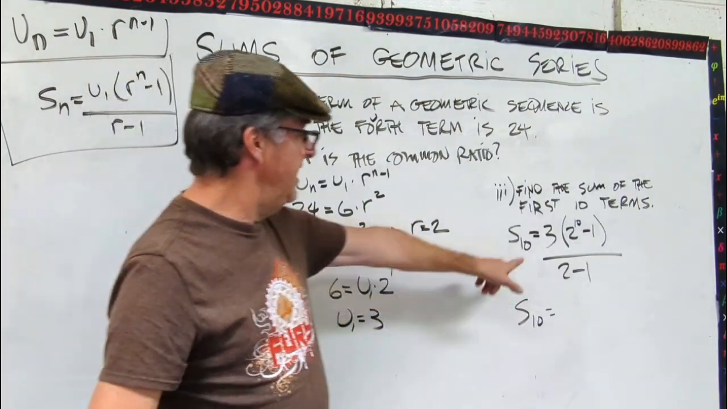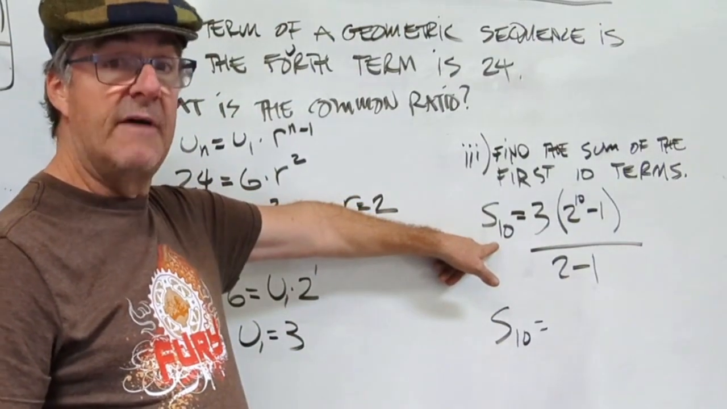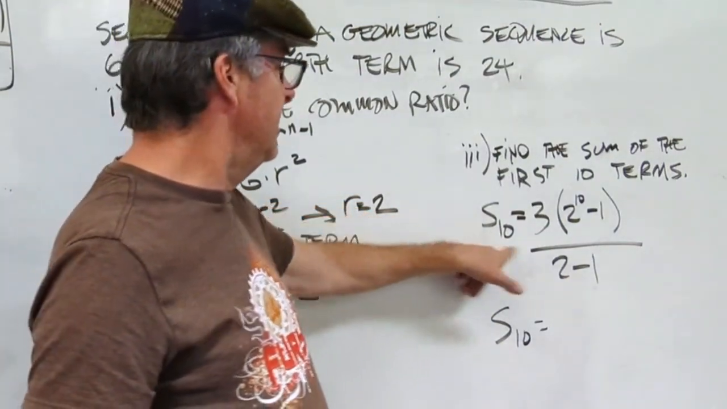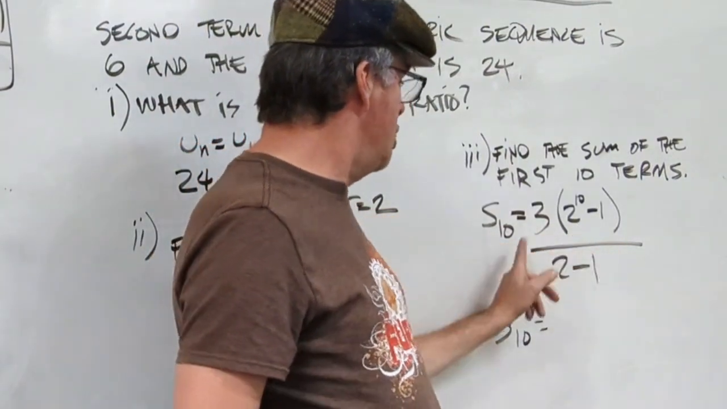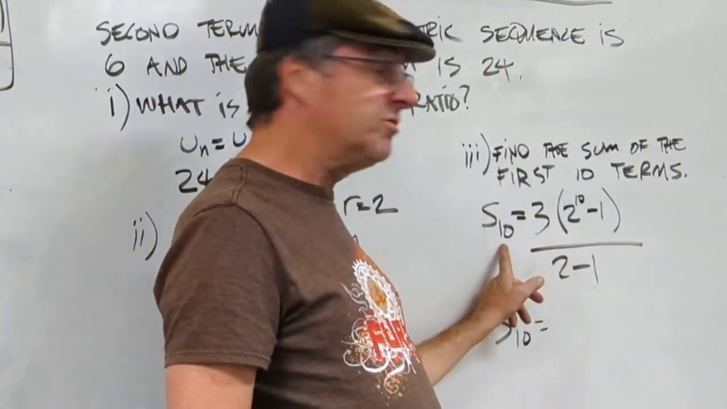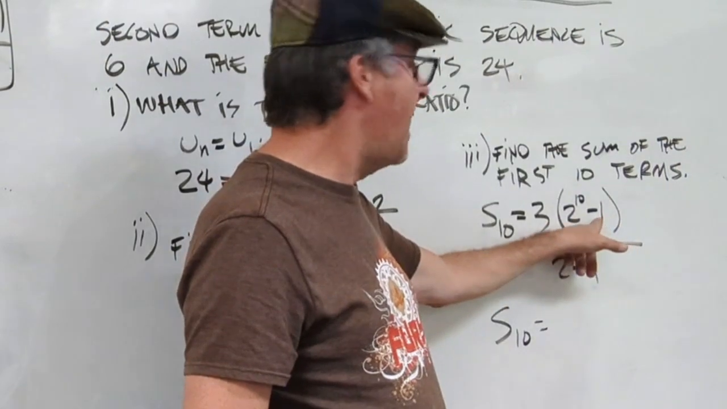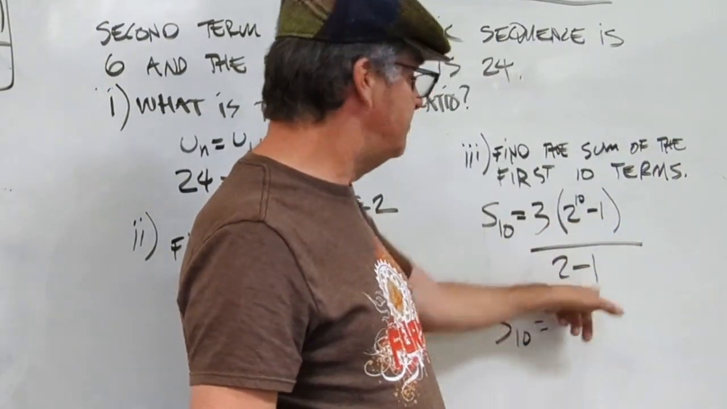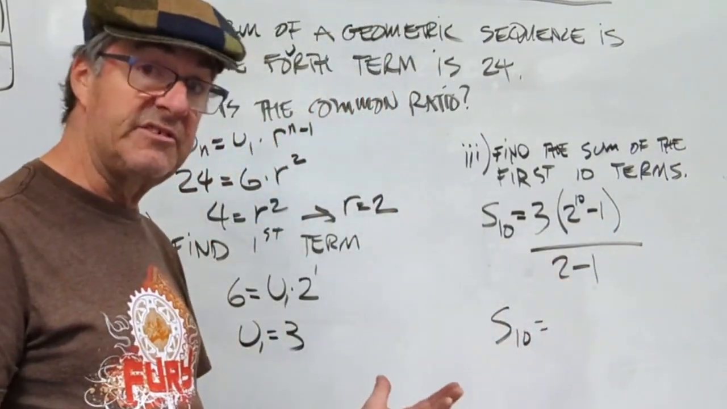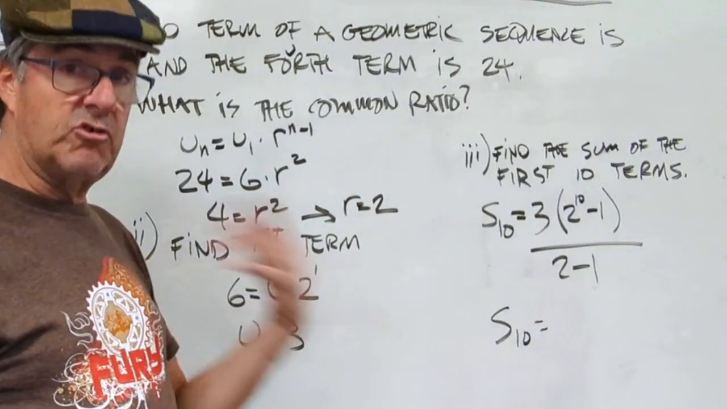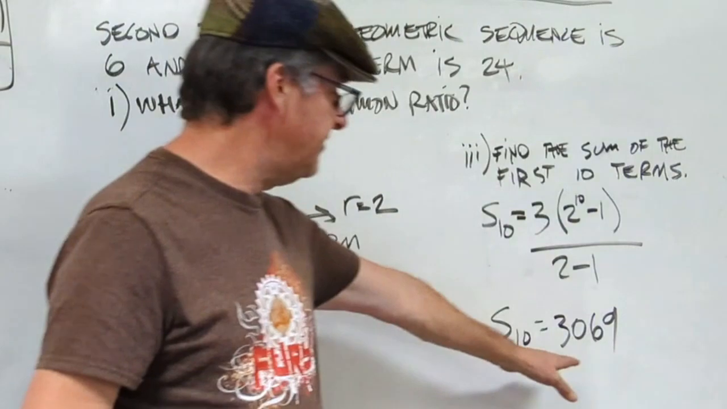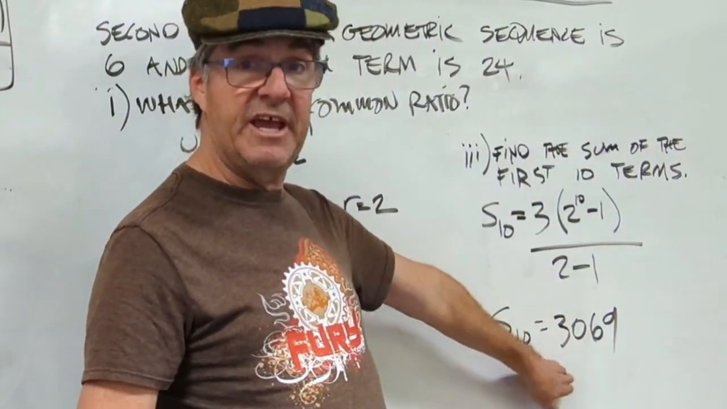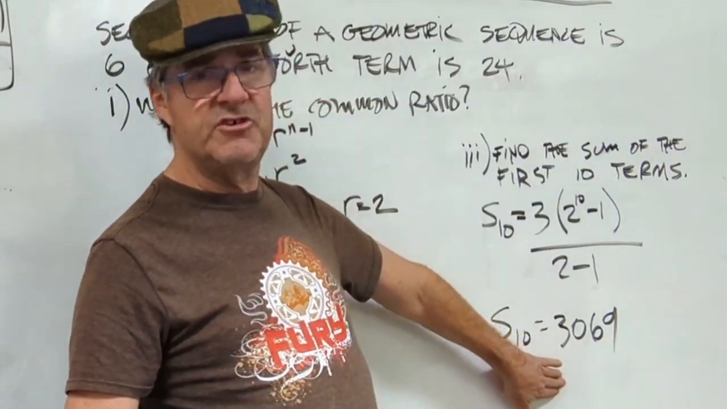Okay, so here's my plug-in step, S10, the sum of the first 10 terms of this sequence, equals the first term, that's 3, times the common ratio to the number of terms we're summing, so that's 2 to the 10th, minus 1, over 2 minus 1. So that's the plug-in step. Go ahead and pause the video and crunch those numbers and see what you get. Okay, when I crunch the numbers, I get 3,069. If you can't get that, try it again. Make sure that you can get that number.